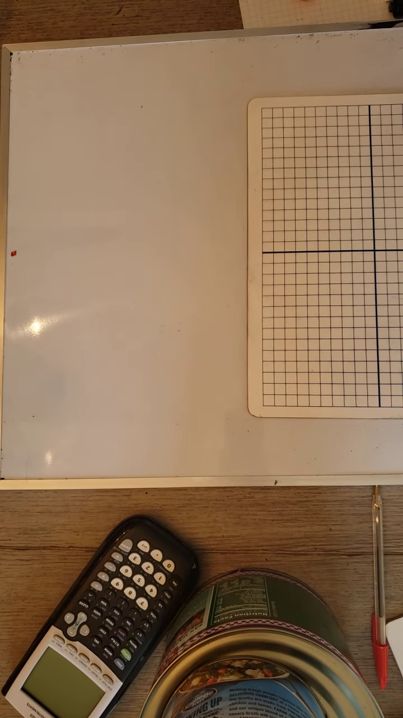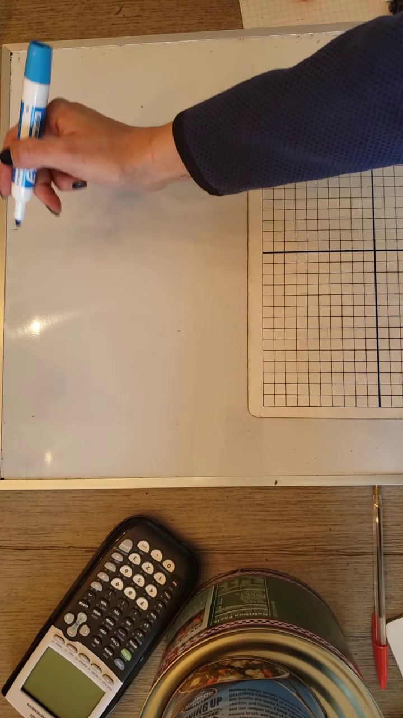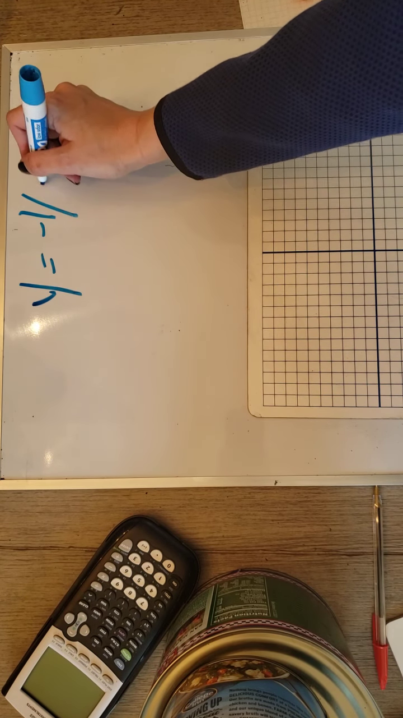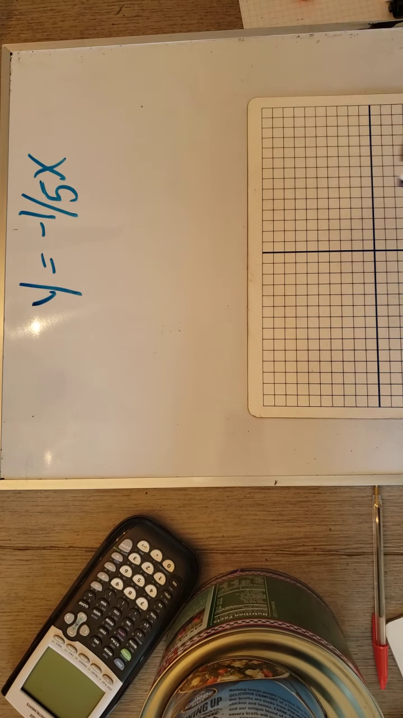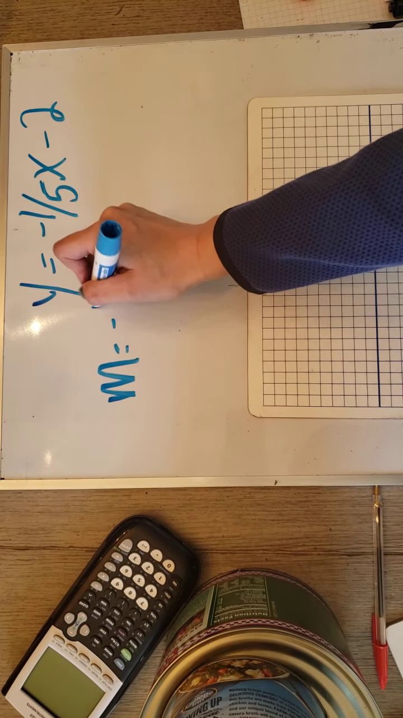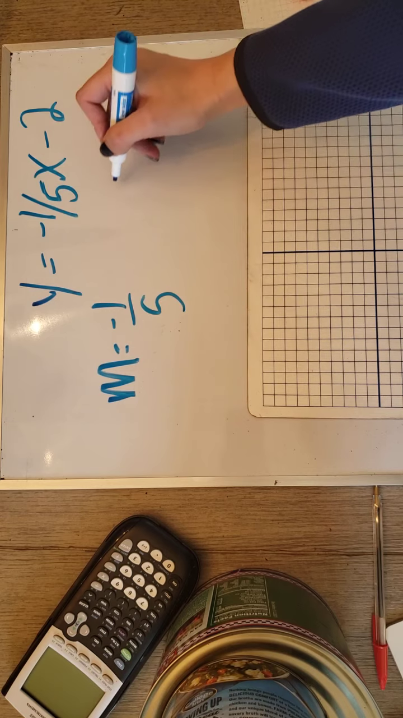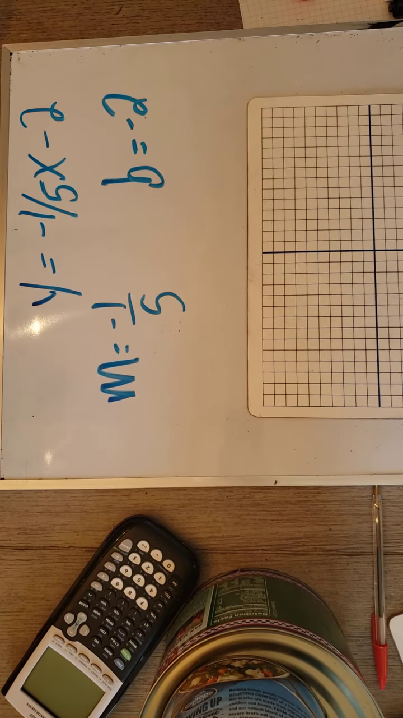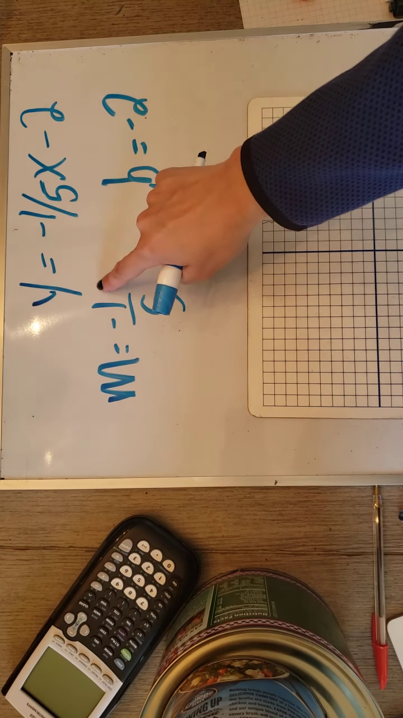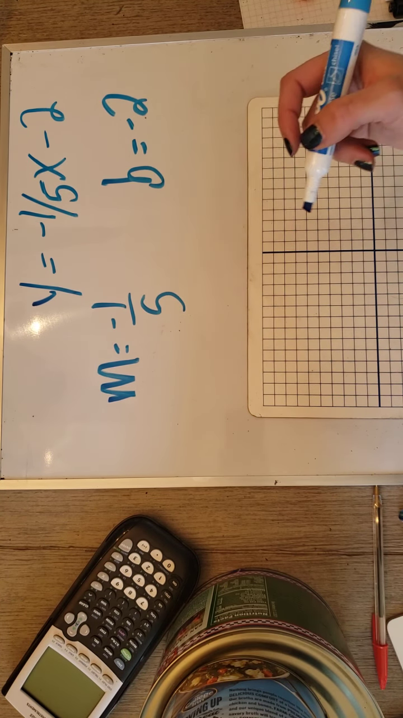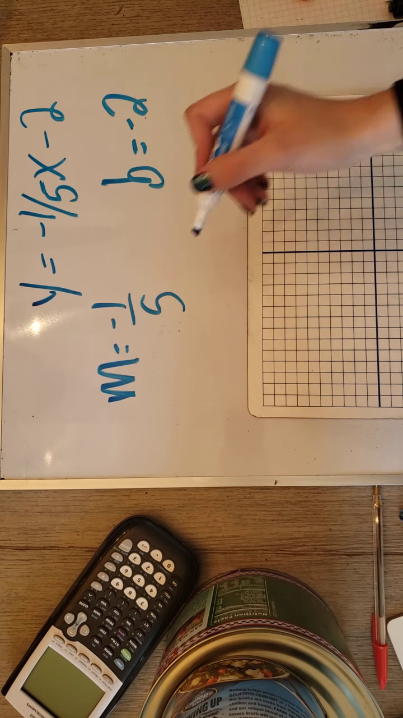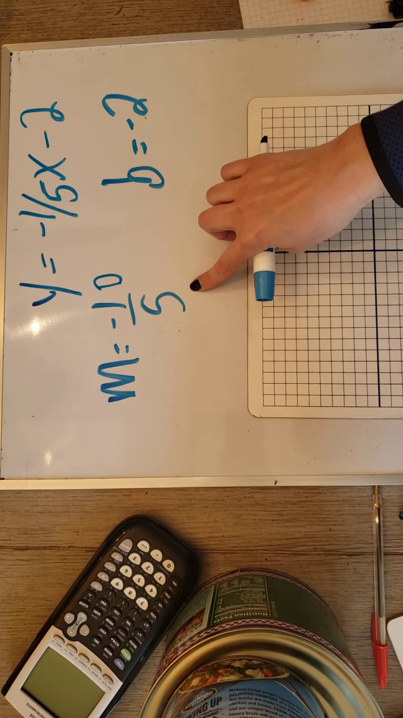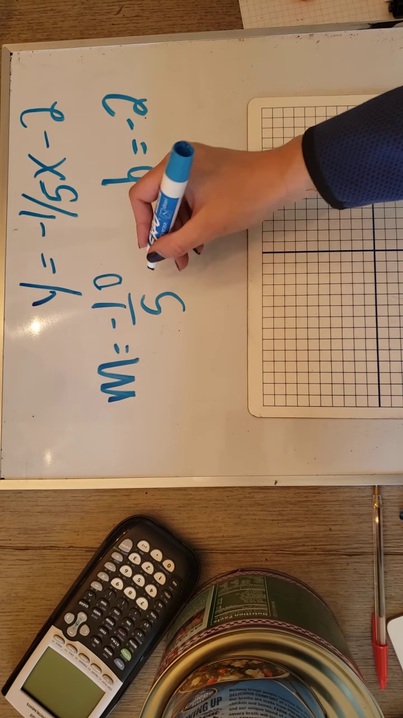And last but not least, let's do y equals negative 1/5 x minus 2. All right, my m, you should know at this point. My b, you should also know. Label your slope. I have a negative number up top, which means it is now going which way, up or down? Hopefully you said down. Positive number on the bottom tells me I'm going right.